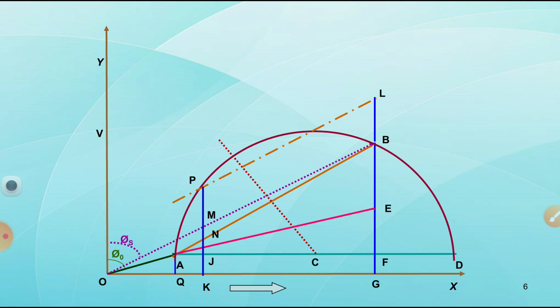Now join the OP. What is the OP? OP is the rated current. Now, after knowing this, so this is a current.